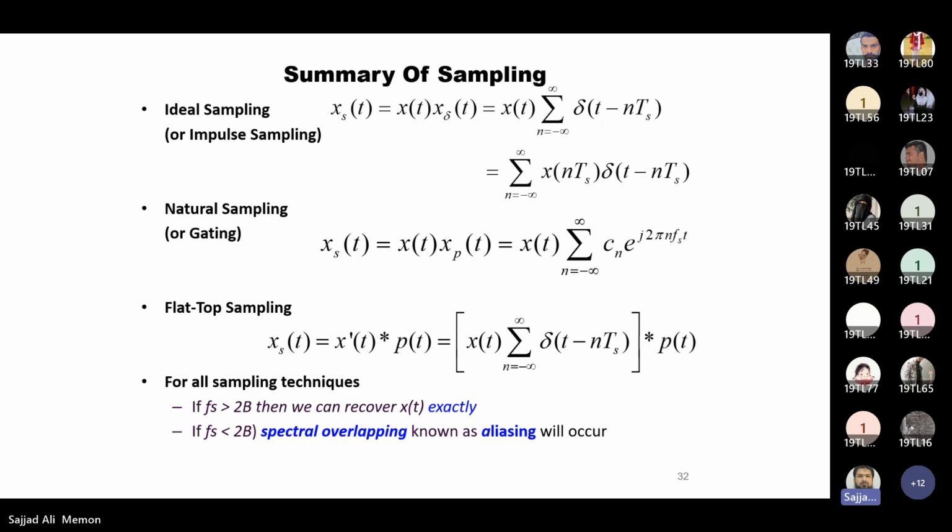If the sampling frequency is less than twice the maximum frequency component, then spectral overlapping, known as aliasing, will occur. So these are the first steps when we convert an analog signal into digital, because we are learning digital communication. In digital communication, whatever the input signal is, we need to convert it into the digital domain before transmission, because transmission is digital signal transmission.